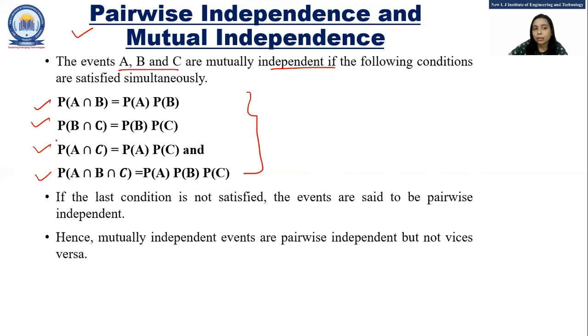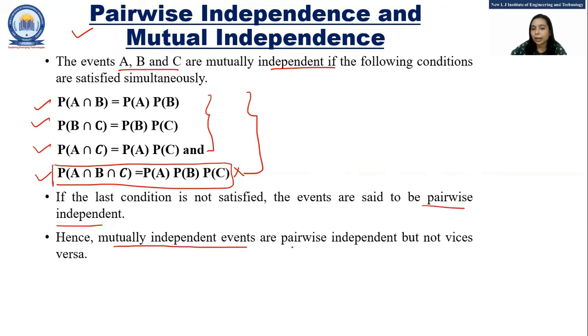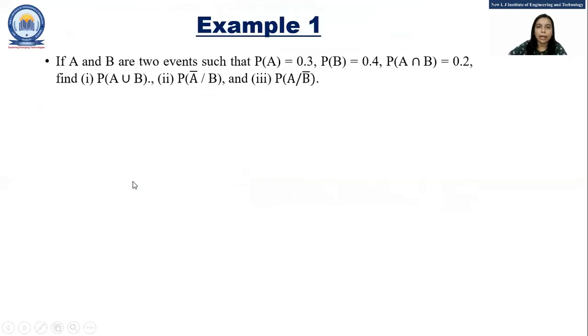But if the first three conditions are satisfied and the last condition is not satisfied, we can say that events A, B and C are pairwise independent. Hence we can say that mutually independent events are pairwise independent, but vice versa is not true. Now moving to the examples.